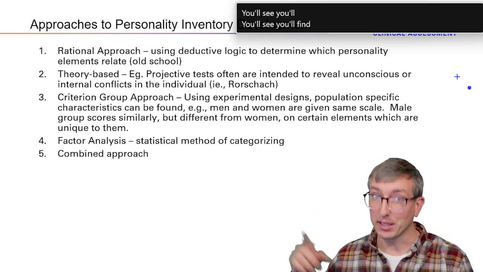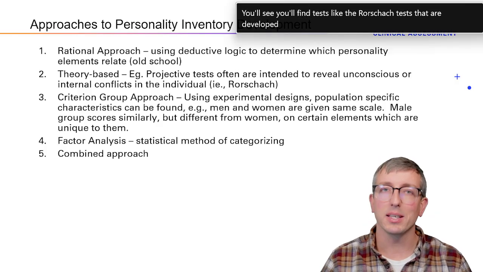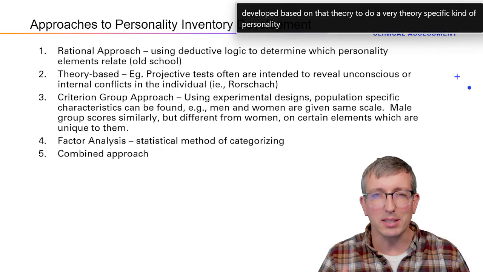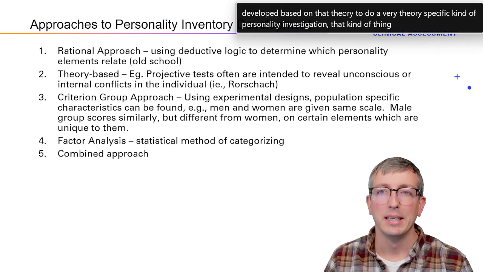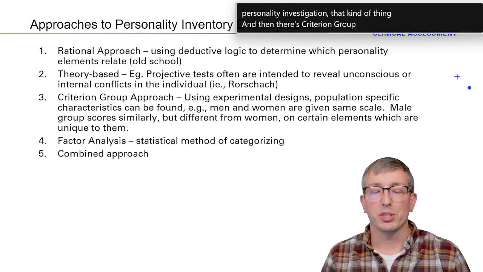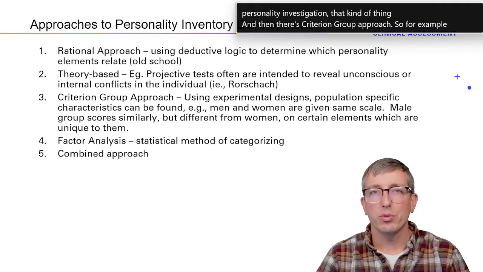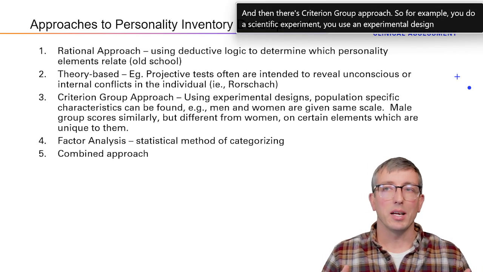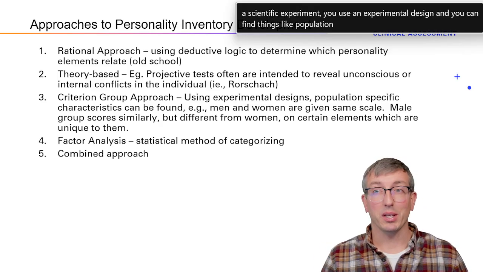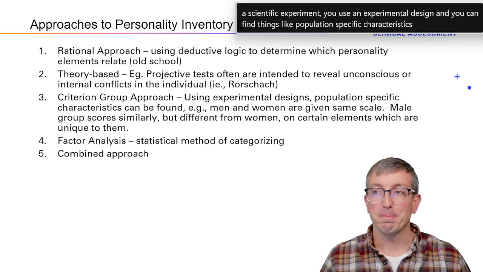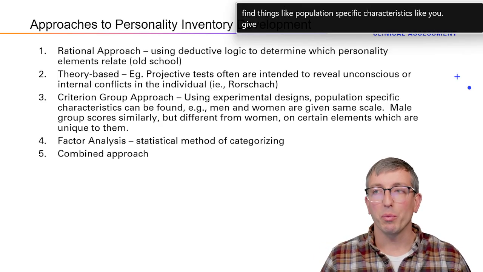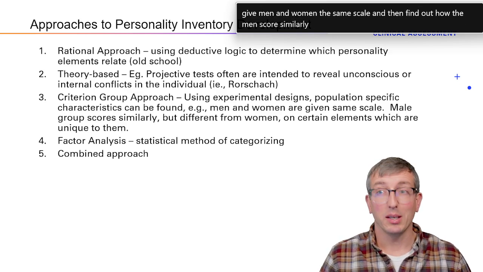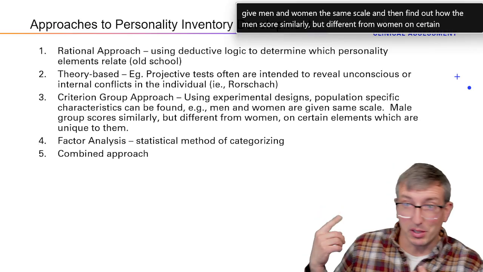You'll find tests like the Rorschach test that are developed based on that theory to do a very theory-specific kind of personality investigation. And then there's the criterion group approach. So, for example, you do a scientific experiment, you use an experimental design, and you can find things like population-specific characteristics. You give men and women the same scale, and then find out how the men score similarly but different from women on certain elements which are unique to them.